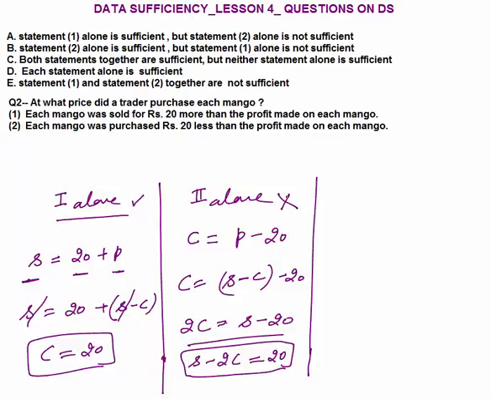So my answer will be: 1 alone is sufficient to answer the question, whereas 2 alone is not sufficient to answer the question. And there is no need to combine, because we combine only when both individual statements are not sufficient. So our answer would be statement 1 alone is sufficient, 2 alone is not sufficient. That is, our answer would be A.